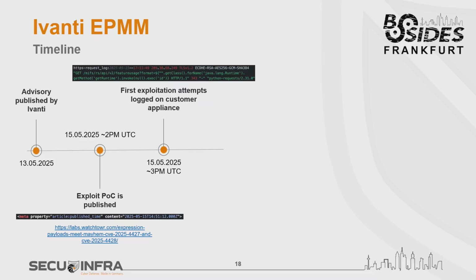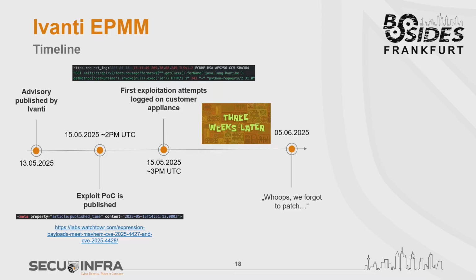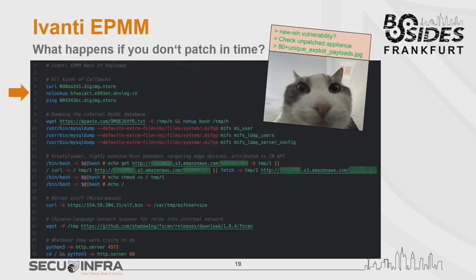And a mere hour later, we saw the first exploitation attempts logged on the customer appliance that we analyzed afterwards. And from there on, it took only 3 weeks for the customer to realize, whoops, I think we forgot to patch that appliance. So that's where we came in. And that's how we get to talk about the payloads that we saw in that time.